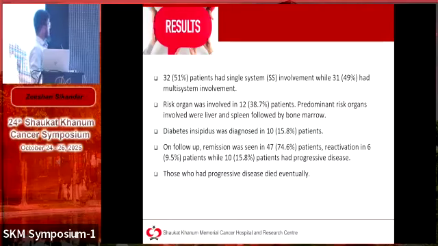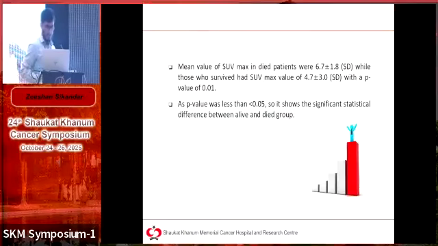Risk organ was involved in 38%. Predominant risk organs involved were liver and spleen, followed by bone marrow. Diabetes insipidus was diagnosed in 15% of the patients. On follow-up, remission was seen in 74% of the patients, while reactivation was seen in 9.5%, and 15% had progressive disease. Those who had progressive disease died eventually.